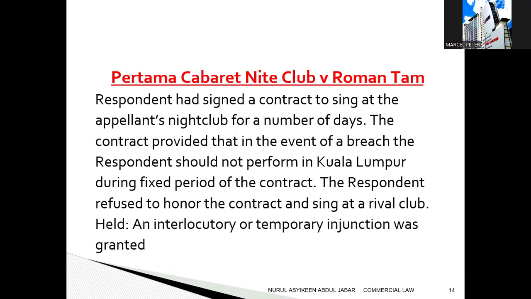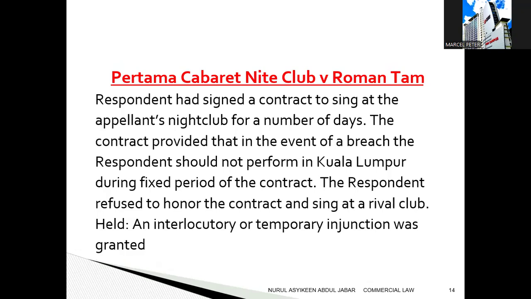So the court held that it cannot force him to perform. It's a personal service contract, and it also refused to stop him from performing elsewhere, so no injunction was granted. Why is it different from Lumley versus Wagner just now? Well, the court found it would be unfair or too harsh to restrict his ability to earn a living. Injunction is discretionary, not automatic.